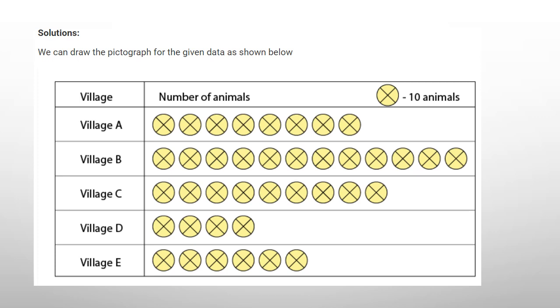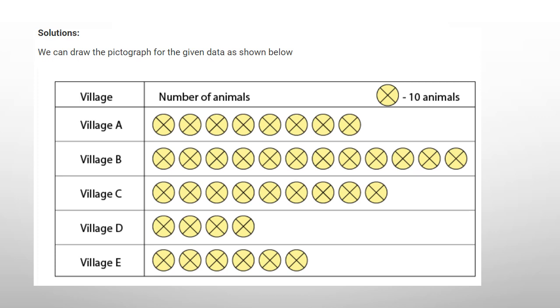So here in village A, how many animals are there, children? 80. So this symbol represents how many animals? 10. So how many symbols I have to draw? 8. 1, 2, 3, 4, 5, 6, 7, 8. Now coming to village B.